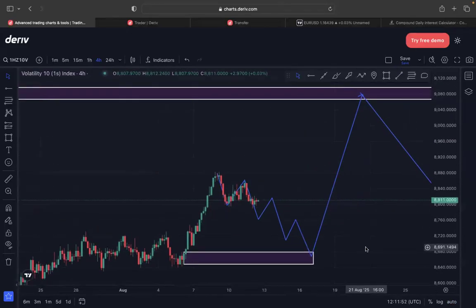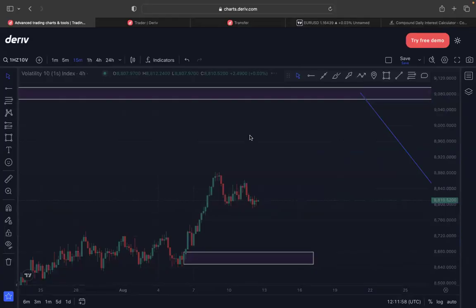Let's see another one. So in this move here right now, what am I going to wait for? How will I enter this trade? Again, I'm on the 4 hours. Let's go to the 15 minutes right here.